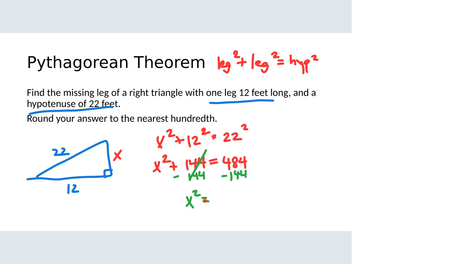So x squared is 340. And then in order to make squared go away, we're going to need to take the square root. So I'm going to square root the left and square root the right. Square root and squaring cancel each other out. And whatever the square root of 340 is, 18.4390.